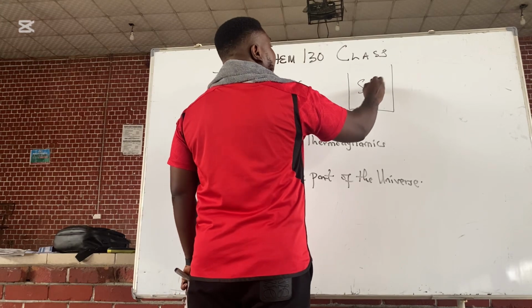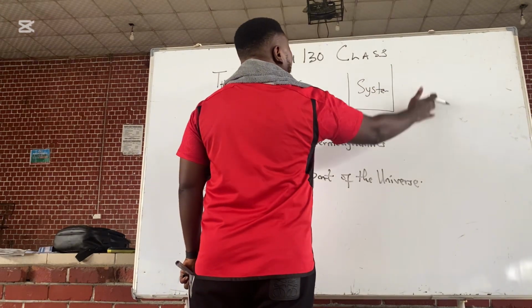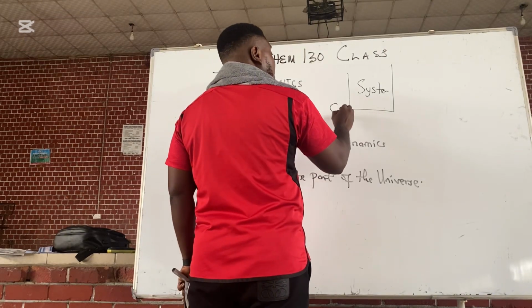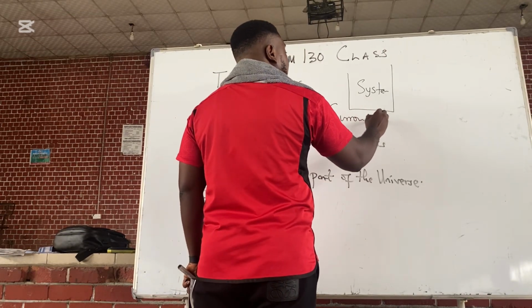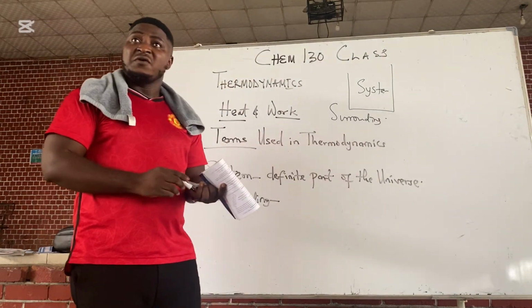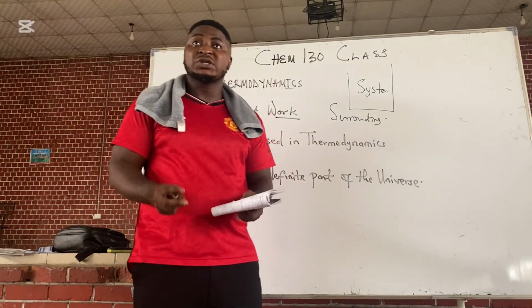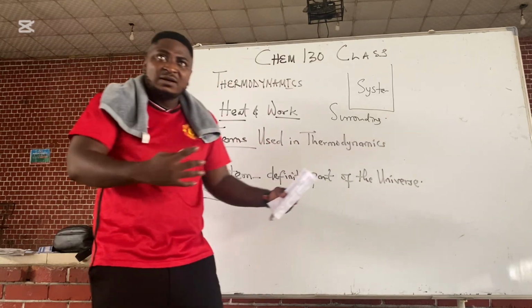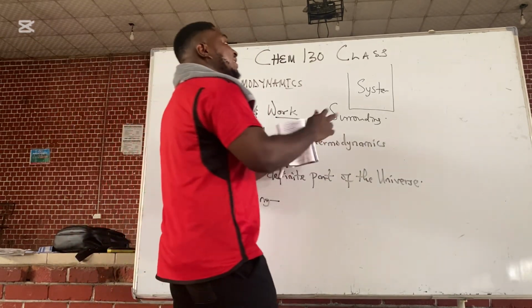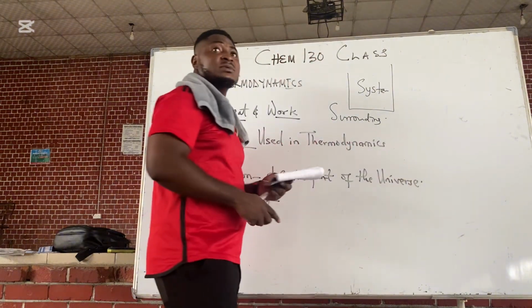Class, if it is a system, every other part outside the system, but a major part of the universe, is called the what? Surrounding. So class, a system is a definite part of the universe that is set out for study. For chemical study, for chemical purpose, a part of the universe that is taken out for study is called the system. Now, outside the system is the surrounding.